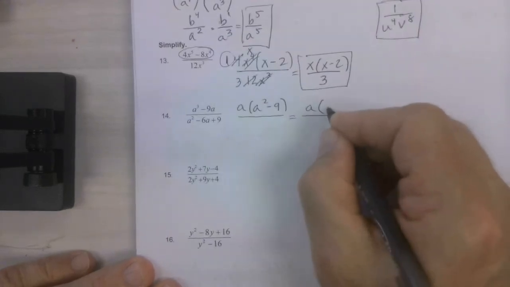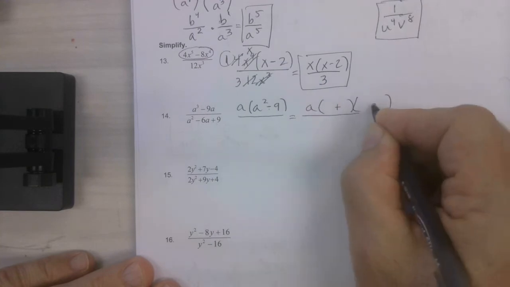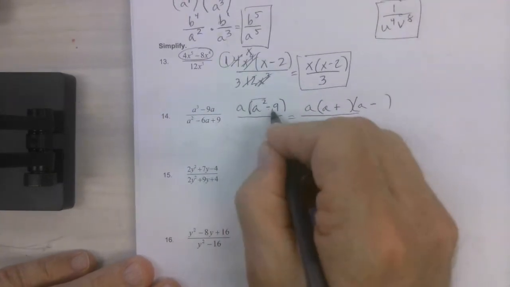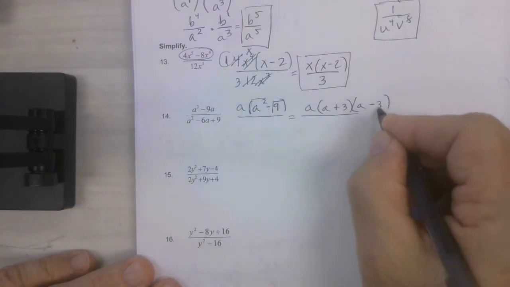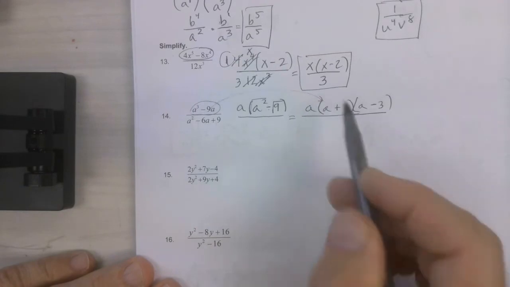This is a difference of two squares. So remember our rules. One of them is a plus, one of them is a minus. Take the square root of that, put it first. Put the square root of that second. And now this is completely factored into that.